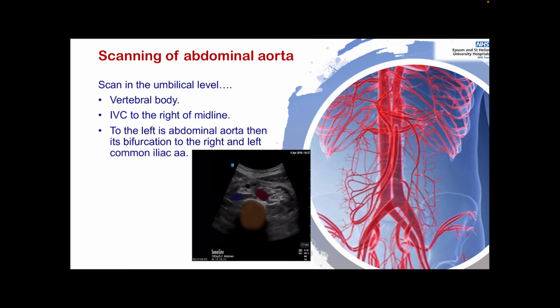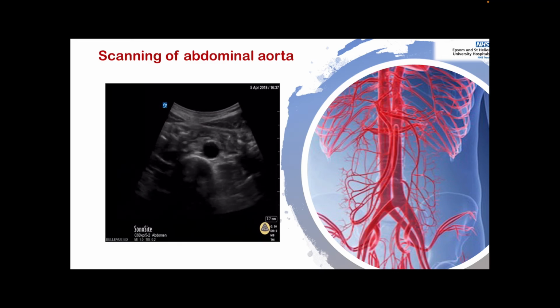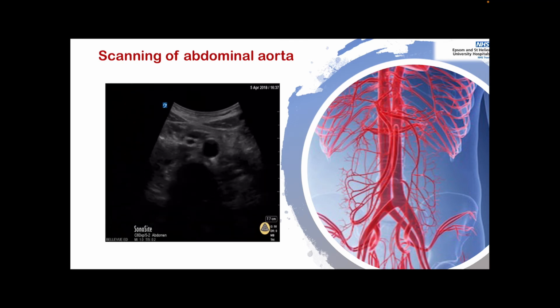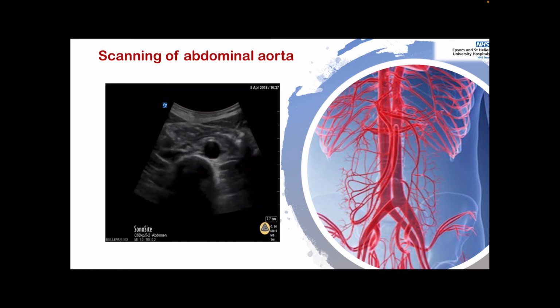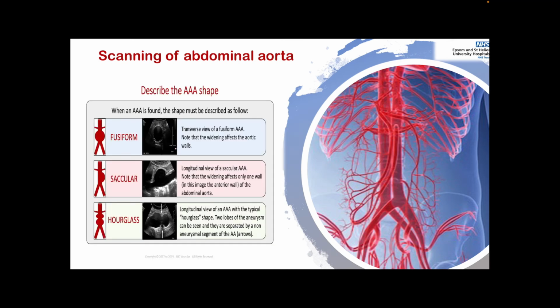Yeah, so we are going down, scanning, and this is a bigger image. You can see here the abdominal aorta bifurcating as we're going down to right and left common iliac arteries.